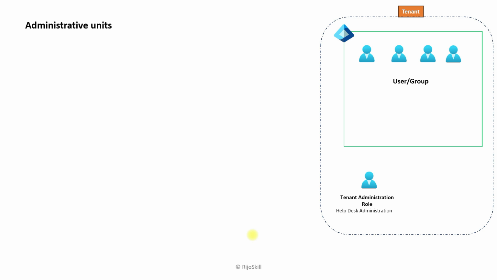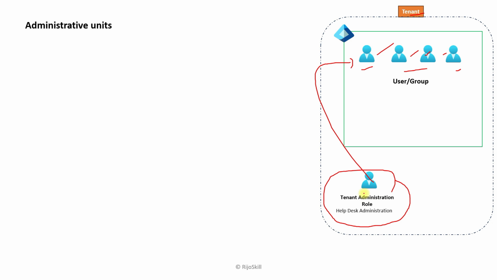Before I go to the portal, I will give you a small introduction about the Administrative Unit. You see this diagram. You have a tenant, and the tenant has users and groups. You have one Help Desk Administrator role provided at the tenant level. So this user can reset all the user passwords and everything at the tenant level, because you give the tenant level administration.